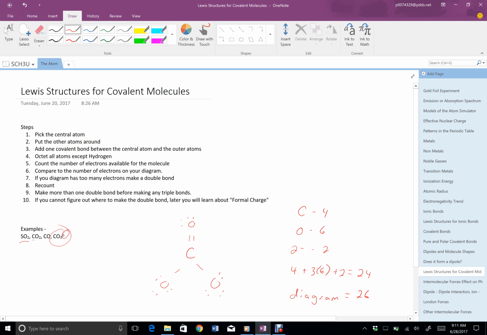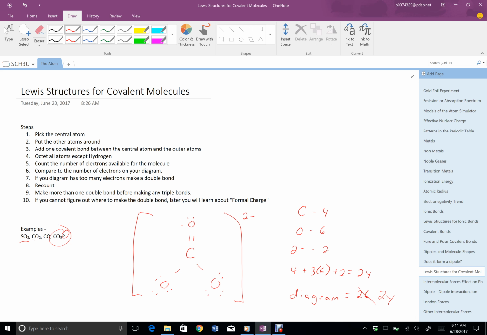I could have put it anywhere else, but now I can recount. 2, 4, 6, 8, 10, 12, 14, 16, 18, 20, 22, 24. Now I have my right number of electrons. That's the Lewis structure for this. Because it has a charge, we do a separate little thing here where we put it in big square brackets, and we put the charge outside the big square brackets, and that's how we represent having a charge.